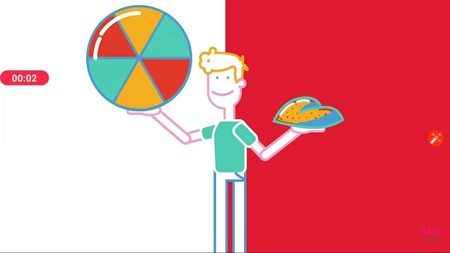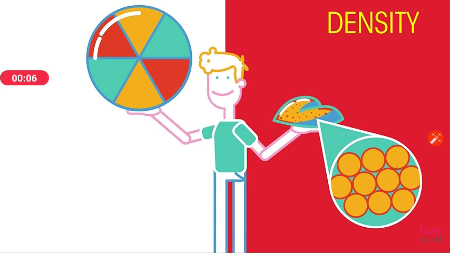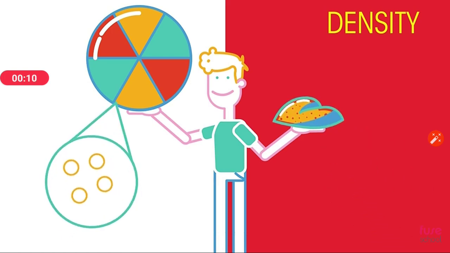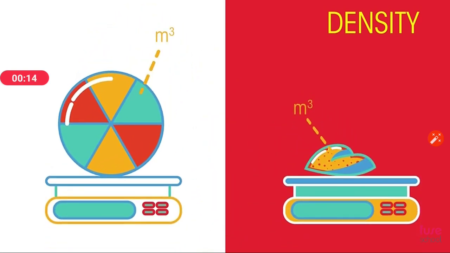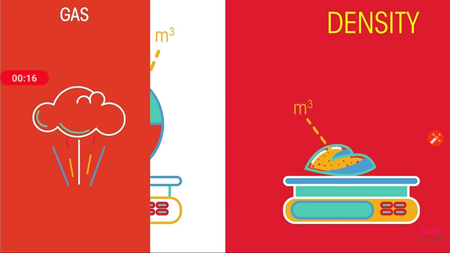a small, heavy pebble. It is largely to do with density. The small pebble is more dense, and the big, light beach ball is less dense. In this video, we are going to look at what density is, how it is measured, and the differences in density between different states of matter.